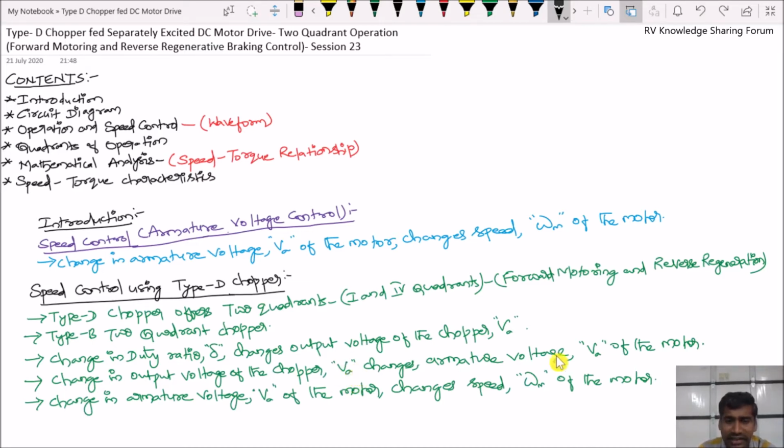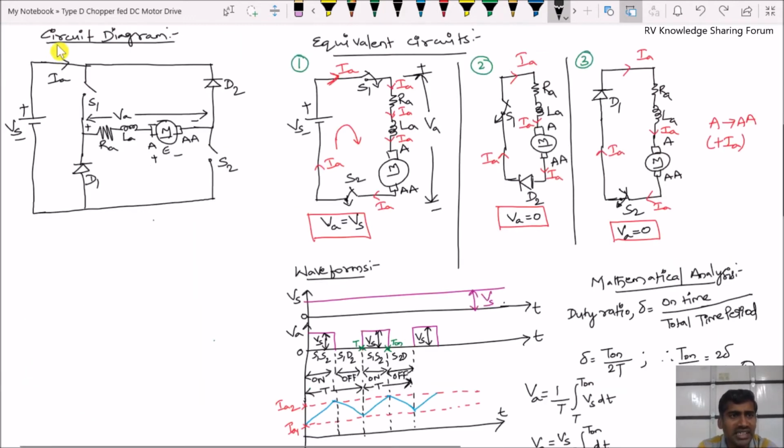As we discussed, when we change the armature voltage of the motor, we achieve a change in the speed of the motor. So when there is a change in the duty ratio of the chopper, we can change the speed of the motor. This is how the speed of the DC motor is controlled using a type D chopper. Let's discuss the circuit diagram.